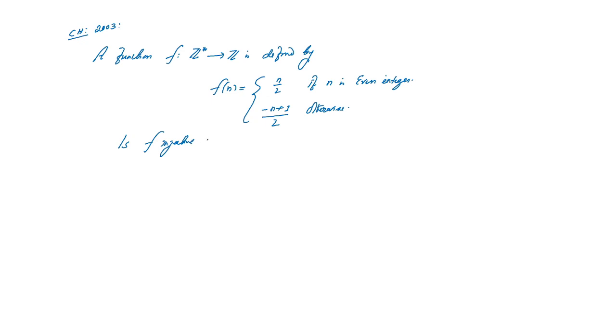F is injective and surjective. What is Z star? Z star means the set of all non-negative integers. This is basically the set of all non-negative integers. So this is given.